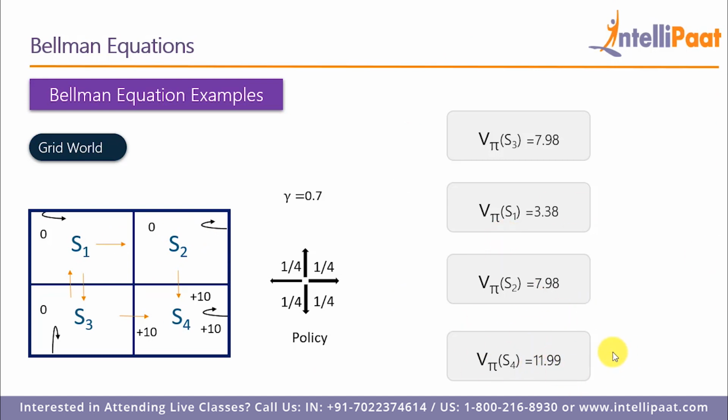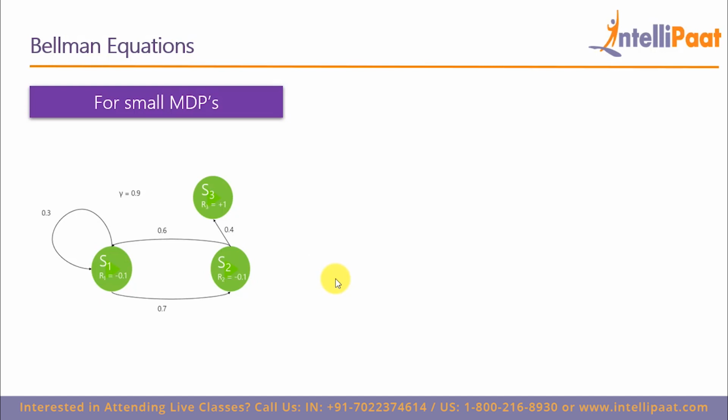The state value for the S4 state is the highest, that is 11.99. So we can directly transition to the state that has the highest state value, and the same will happen if our agent is in state S3 and wants to know which action or which state is the best. You can look at the state values for each state and then transition to that particular state.